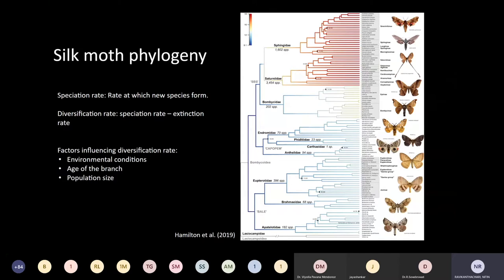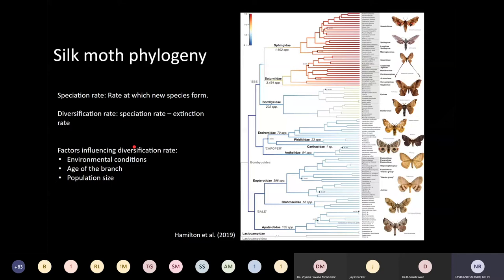So what happens is that, let's say a moth which is found in the grassland starts to adapt to evergreen forests. That means when it goes into the evergreen forest, there are not many moths which it is competing with. So it is released from competition and it can start to specialize and diversify. That's one of the reasons why you have diversification rates higher in some groups and lower in other groups.